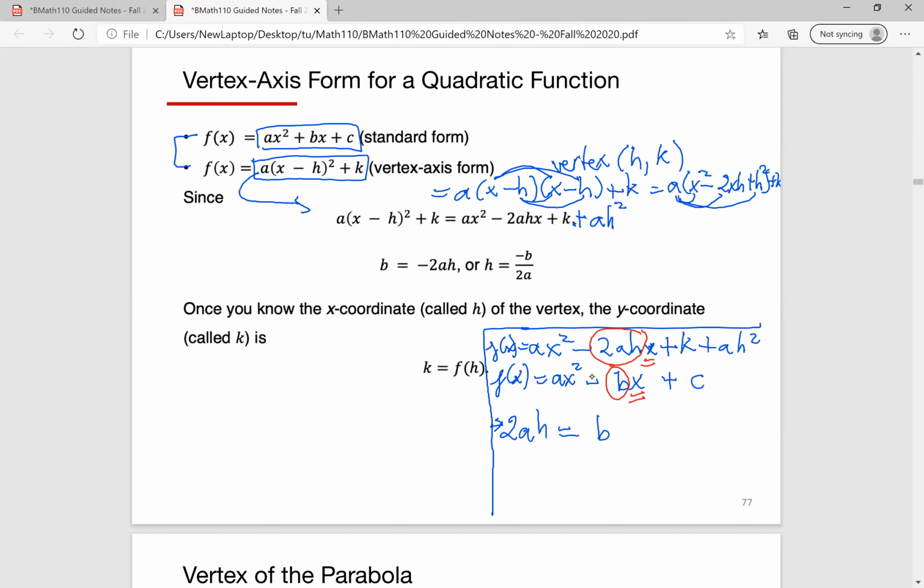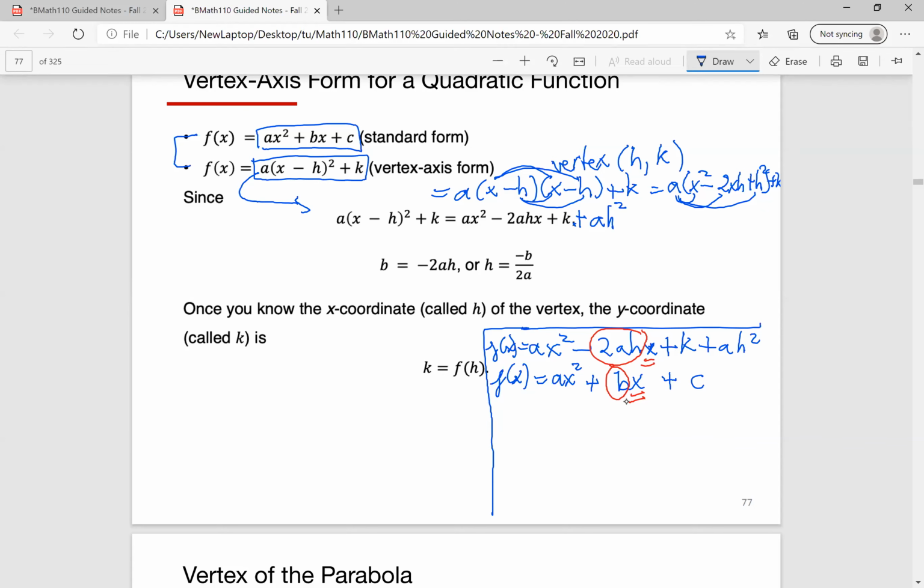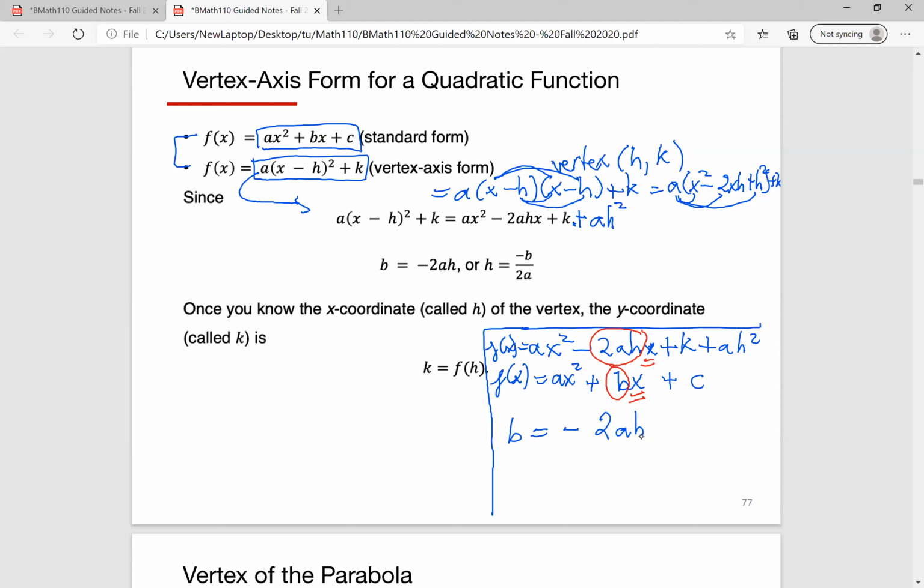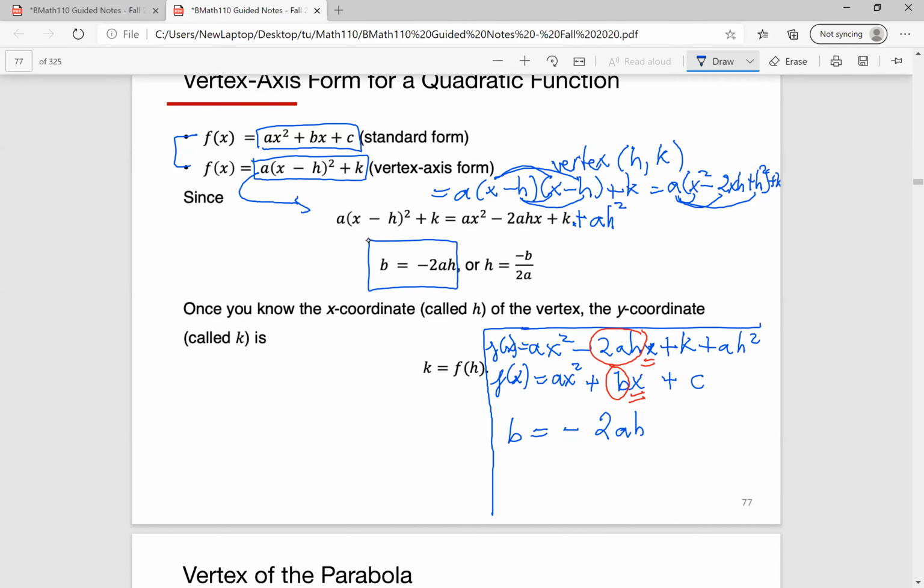Something was wrong here. Okay, it was plus here. Oh, that's something right. You actually had to have b equal to negative 2ah, right? So now you can remember that b will be equal to negative 2ah, and from that you can divide by negative 2a on both sides to get h equal to negative b over 2a.